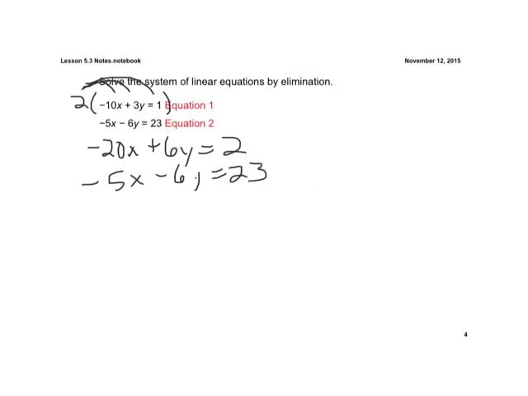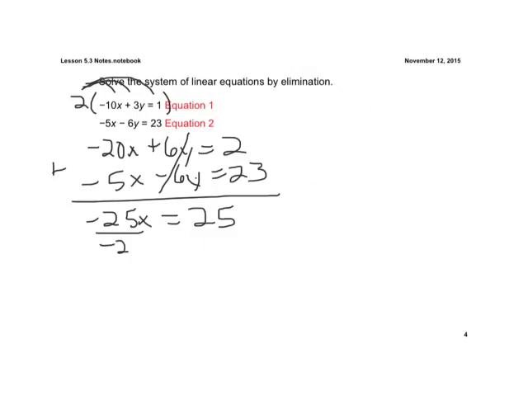Now we can go ahead and eliminate. Let's add. Okay, look here, we have our 6y's and our negative 6y's. Those are going to drop out, but we're left with a negative 25x if we add there. Positive 6y, negative 6y, they cancel. They eliminate. Equals 25, divide by a negative 25 on both sides. We're going to be left with x equals a negative 1.